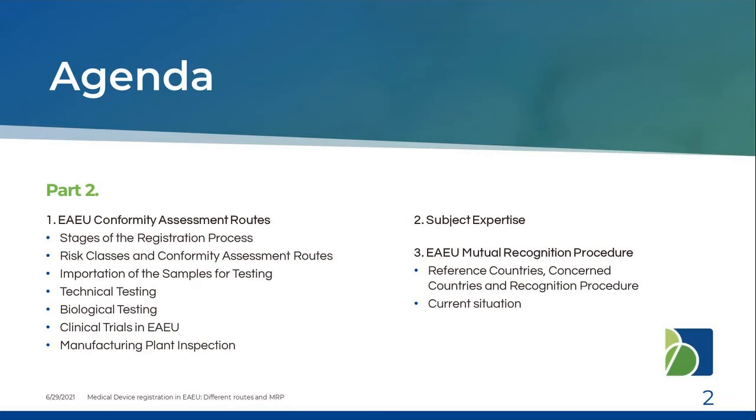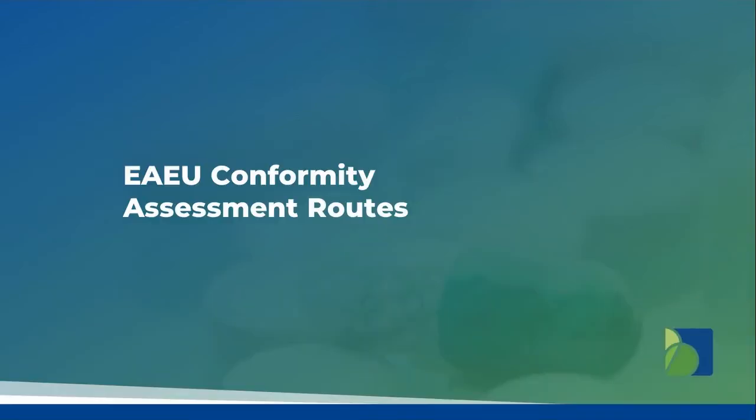This is the agenda of our webinar. First of all, we will review the scheme of the registration, the basic stages for different risk classes, timelines, requirements, etc. We will discuss the different kinds of testing, manufacturing plant inspection, how it should be done, the subject expertise. We will review this procedure as described in the Council decision and in the recommendation. And we will review the mutual recognition procedure in the Eurasian Union.